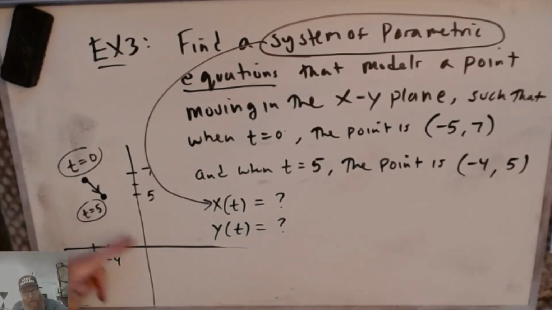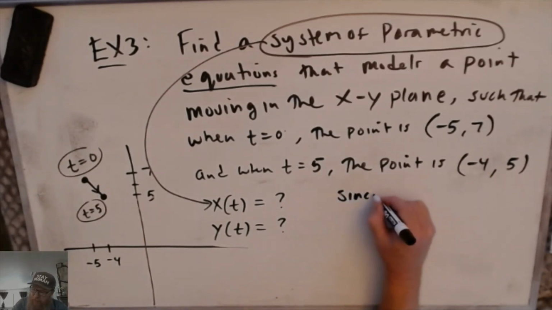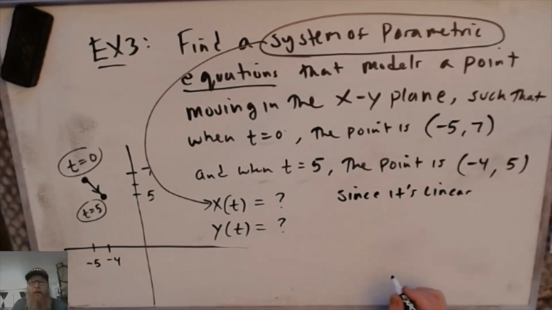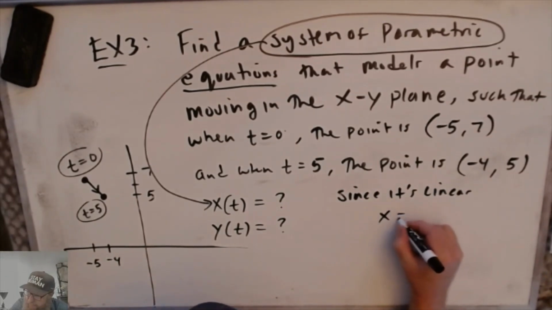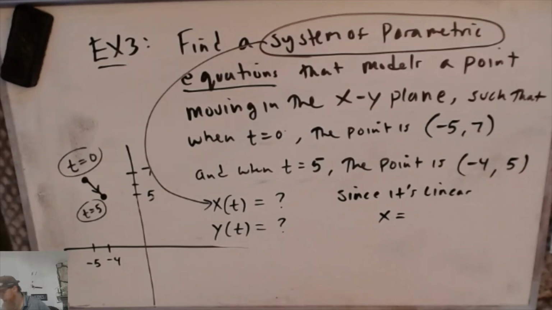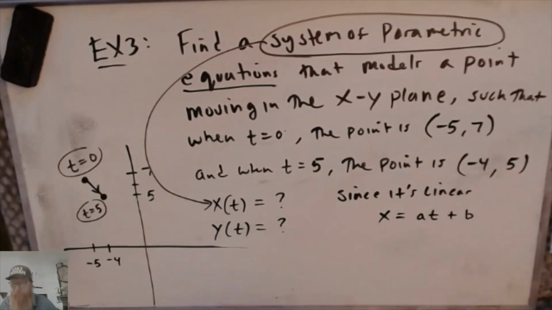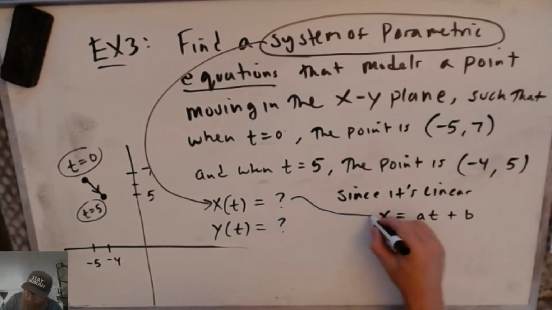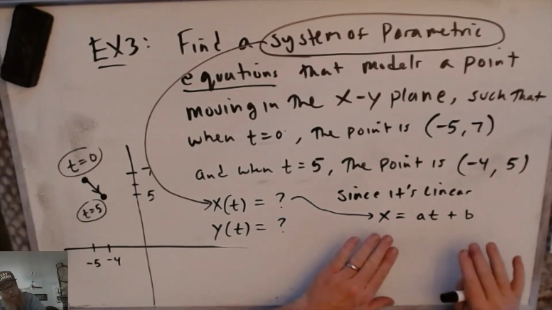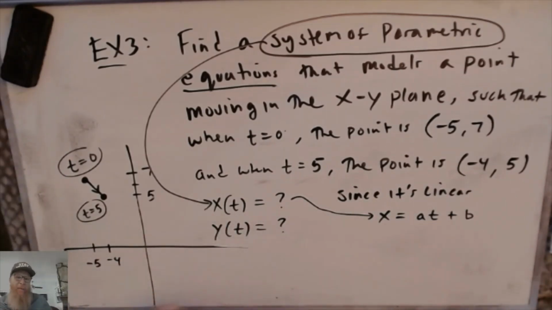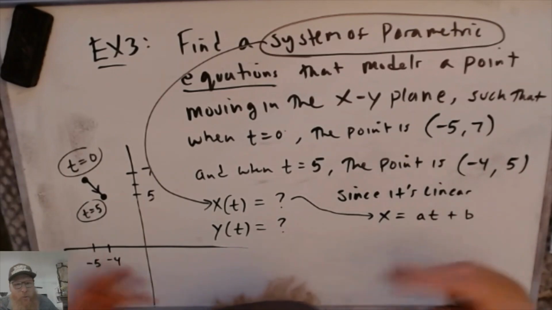Now this is a line. All right, so since it's a line, we can assume that x is at plus b. So this is a linear equation. I always recommend solving for x first. Once you've solved for x, you can plug it back in to figure out the y. It turns out that you can do it either way.